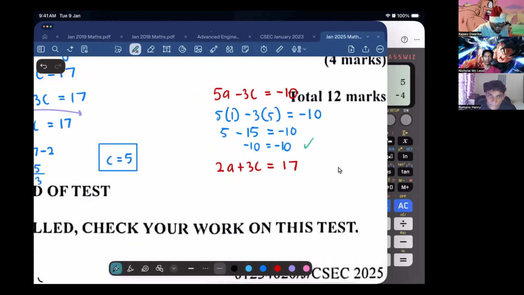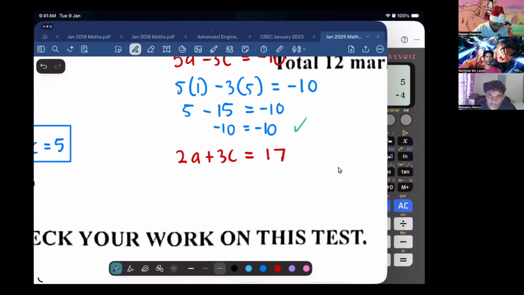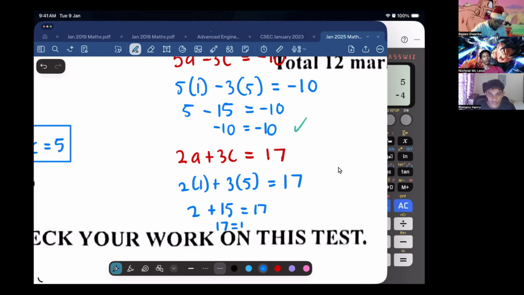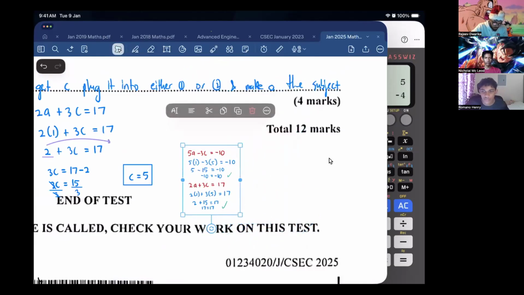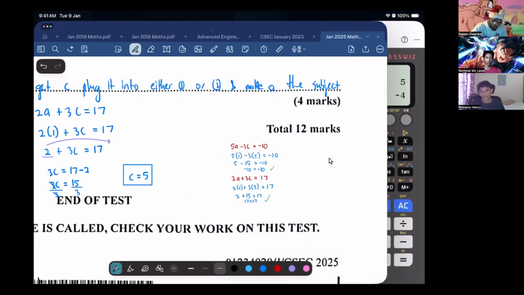So A is 1 and C is 5, right? So I'm going to write 2 by 1 plus 3 by 5. And if we are correct, what is it supposed to be equal to? 17. Supposed to be equal to 17, right? What's 2 by 1? 2. What's 3 by 5? 15. What's 2 plus 15? 17. Right. The maths works out to the highest degree. Everything working out. Again, this is why I love maths. If you're doing something that's wrong, you could check in the exam. It just simply wouldn't work out.